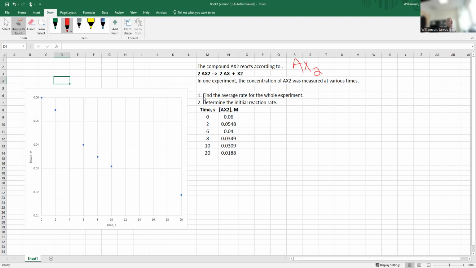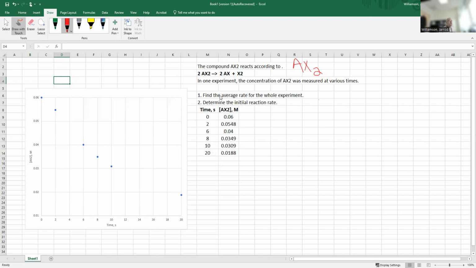The first part is find the average rate for the whole experiment. Second, determine the initial rate of the reaction. And you'll notice here, I'm an engineer, I cannot spell, but that is spelled correctly within significant figures, right? Plus or minus one letter.